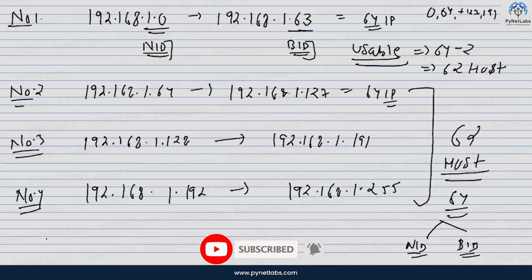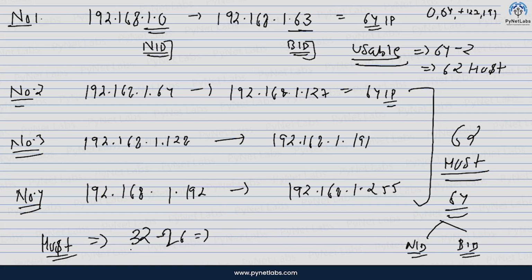If you want to calculate the hosts, you can also do it from a formula. You have to subtract the prefix value from the total number of bits. The total number of bits is 32. The prefix value is 26. You will get 6. You have to keep this value of 6 in the power of 2 and then subtract 2. Minus 2 means NID and BID. So here you will get 64 minus 2, you will get 62 hosts. This is another formula, right?